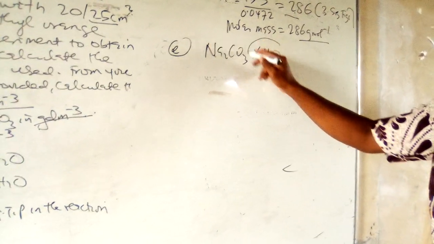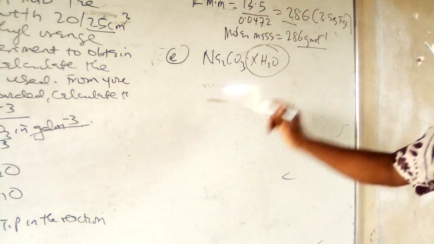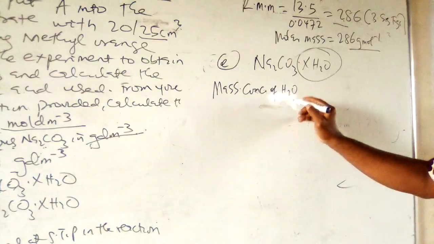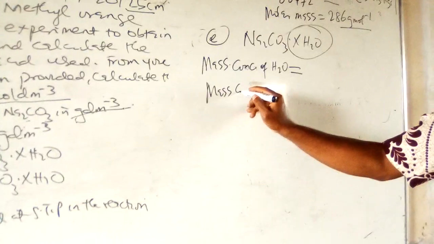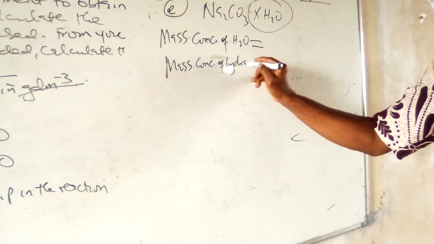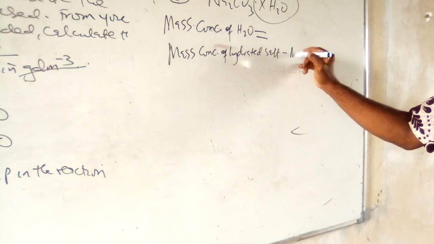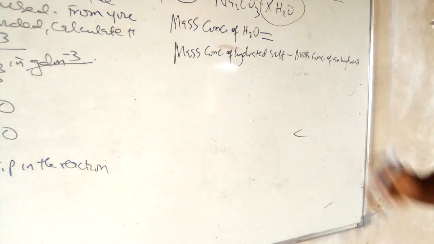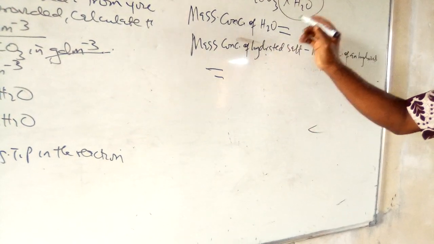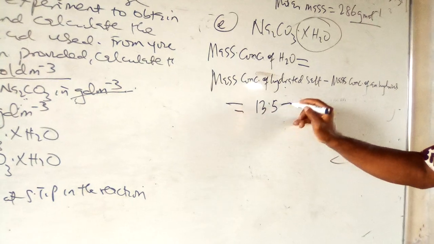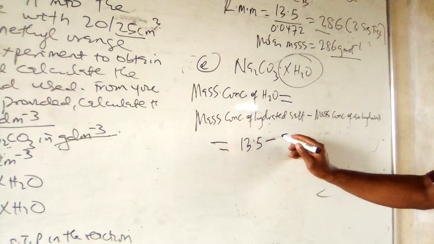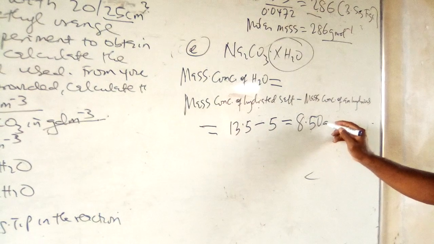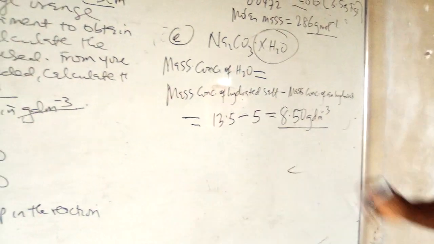First of all, we're going to find the mass of water. To find the mass of water, we use mass concentration of water equals mass concentration of hydrated salt minus mass concentration of anhydrous salt. The mass concentration of hydrated salt we got as 13.5. The mass concentration of the anhydrous salt we got as 5.00. Subtract, what's the answer? 8.50 to 3SF, gram per dm cube. This is the mass of the water inside the salt.